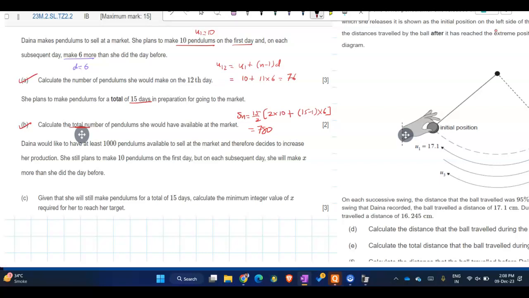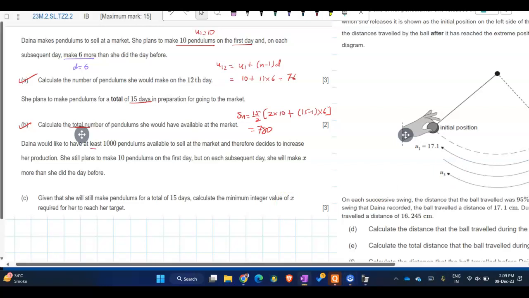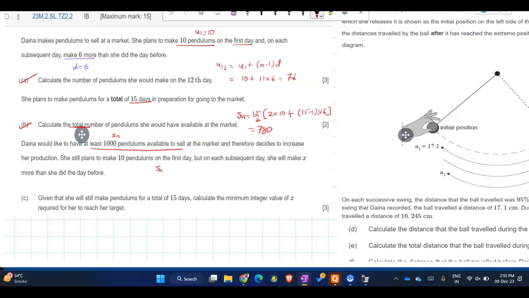Next part. Again, we want a total of at least 1000 pendulums to sell in the market. So that's your Sn. Sn is equal to n over 2, 2U1 plus n minus 1 into d. We want to find out how many more she should make every day, which means what's the difference we want. So Sn is at least 1000, so you put 1000 for the time being. N is 15, so 15 upon 2. 2U1: on the first day you're making 10 pendulums, so that's 20. Plus 15 minus 1, that's 14. D is your x, so you can solve for x.